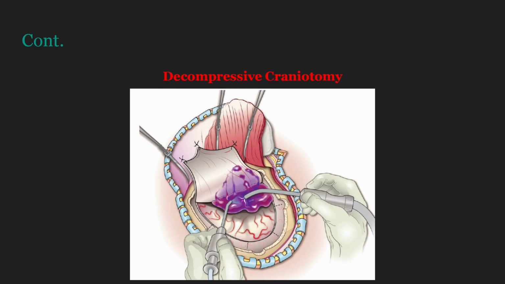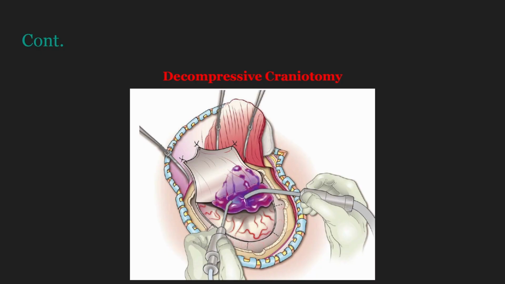Okay, now let's talk about the type of surgery that we will need to do. The surgery itself is called a decompressive craniotomy, and from the name, decompressive means we'll do decompression of the brain. We will relieve the compression on the brain, and craniotomy means removal of the bone.